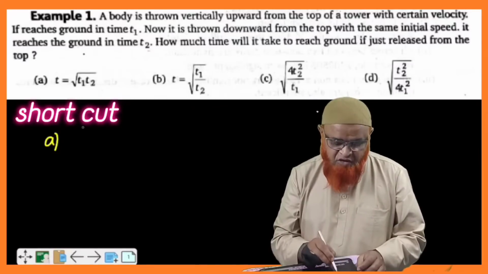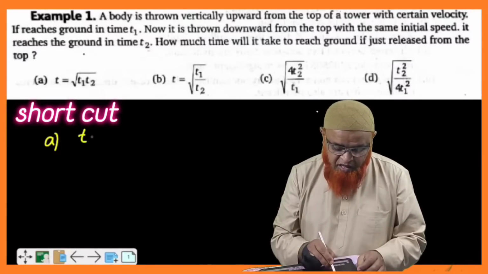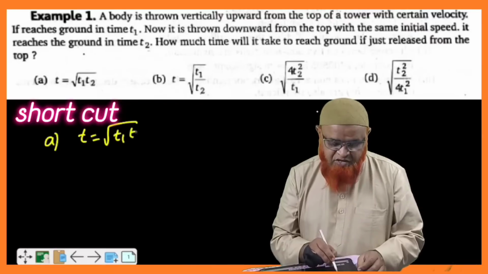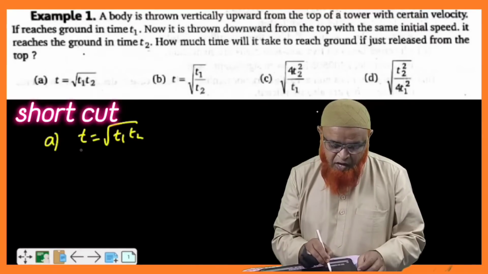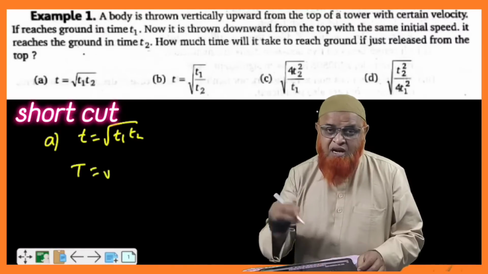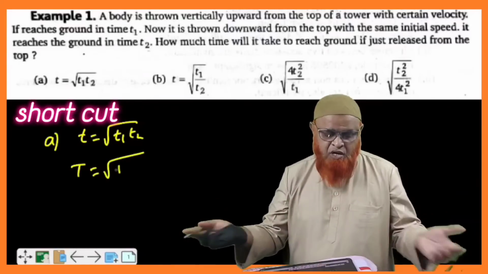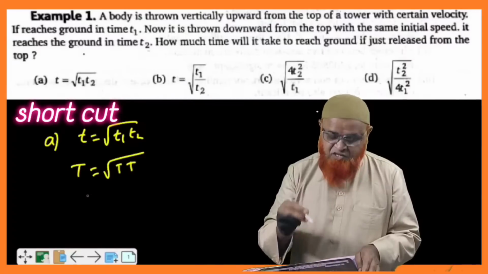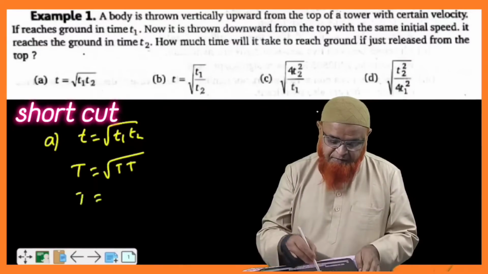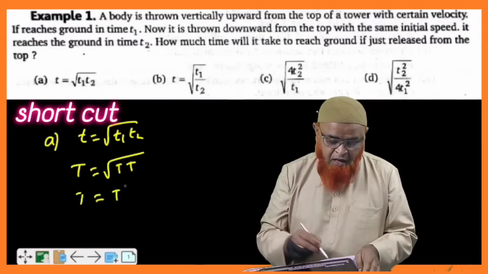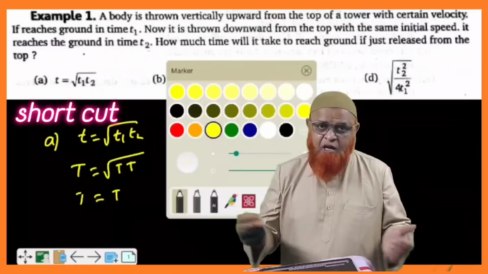So if you take a dimensional formula, small t is equal to square root of t1 t2. So small t having dimensions T, and here t1, t2 having dimensions T and T. So t is equal to T square under root, which is going to be t is equal to T. So you can say here first option is going to be correct. But first option is correct, directly we get the answer.